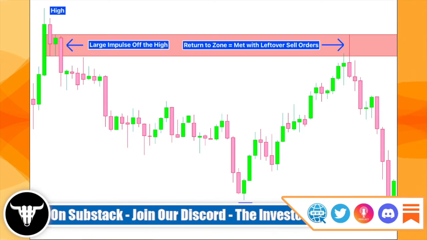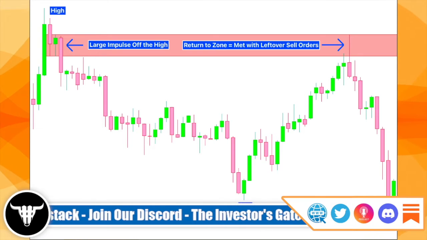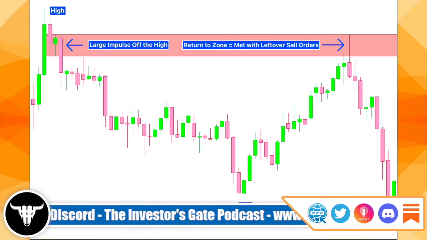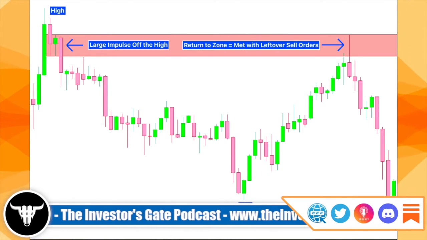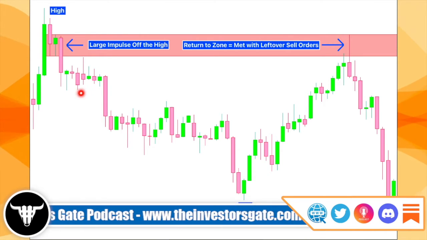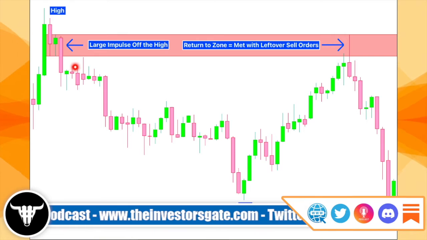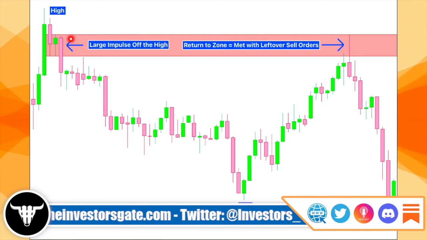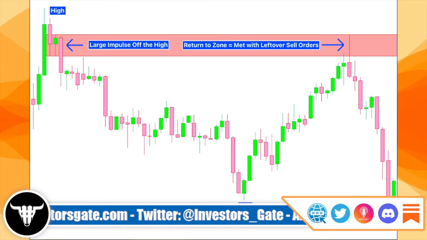So just to recap, zones are just areas of liquidity. They're areas where lots of buy orders or sell orders enter the market. And you can identify those by previous impulses that signal to you there's a good chance there's a lot of leftover liquidity in those areas where the initial impulse started.